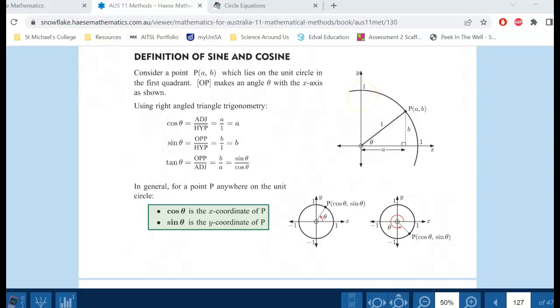If we consider tan theta, we know that tan of theta is opposite over adjacent. So looking at the opposite length over the adjacent length, which is B over A. So what did we just say? We just said that B was equal to sine theta and A is equal to cos theta. So tan theta can be written as sine theta over cos theta, which is another useful property.